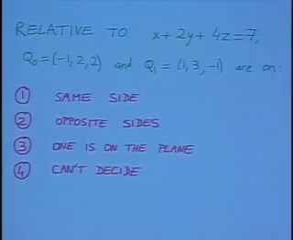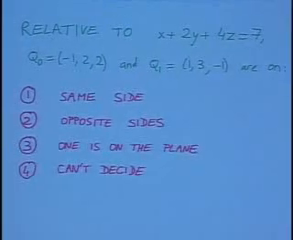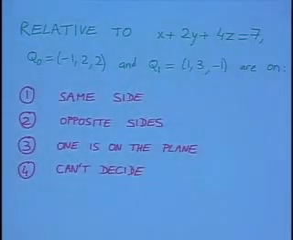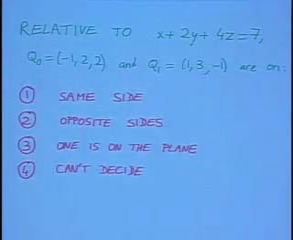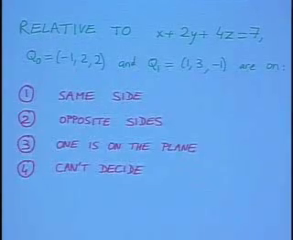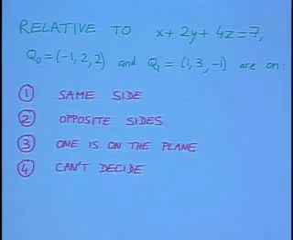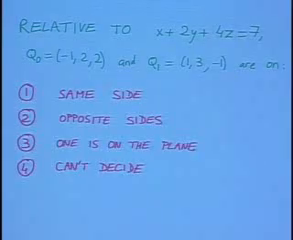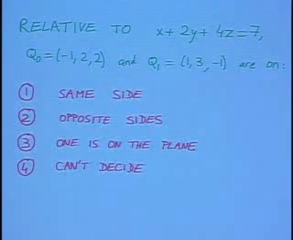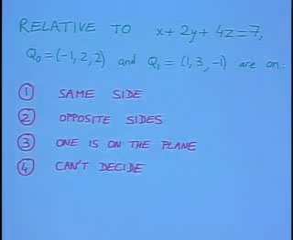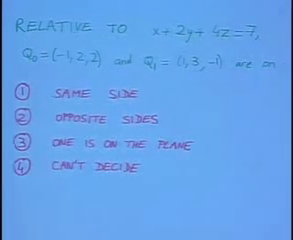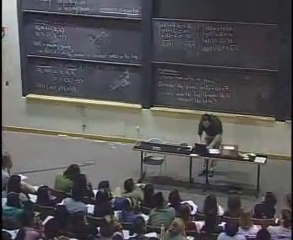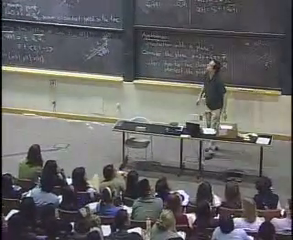Is that readable, or is it too small? So anyway, the question says, relative to the plane x plus 2y plus 4z equals 7, these points q0 and q1, are they on the same side, on opposite sides? Is one of them on the plane? We can't decide. OK, should be better.